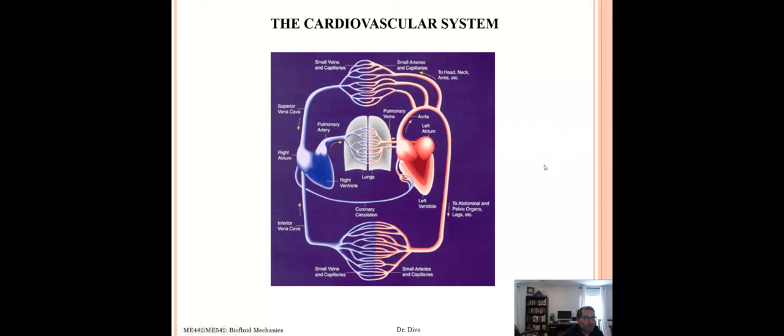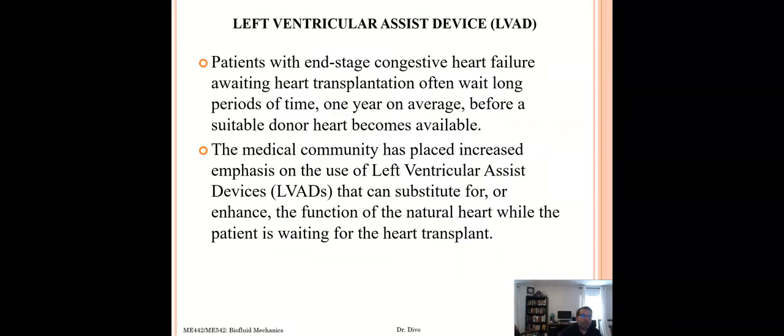So one of the solutions to these problems is that patients with end-stage congestive heart failure awaiting heart transplantation often wait long periods of time, one year on average. So in the United States, the average time to wait for a heart transplant when somebody suffers from end-stage congestive disease is about a year, before a suitable donor becomes available with a compatible heart. The medical community has placed increased emphasis on the use of left ventricular assist devices, the short for that is LVAD, that can be a substitute for or enhance the function of the natural heart while a patient is waiting for the heart transplant.